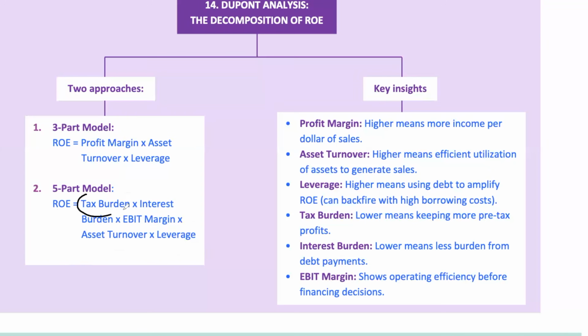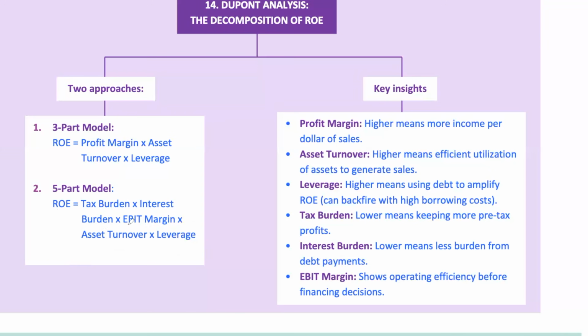For example, if the tax burden is high, it means the company retains more of its pre-tax profits. A higher interest burden means the company is paying less in interest, which is good for ROE. The EBIT margin gives us a view of operational efficiency.